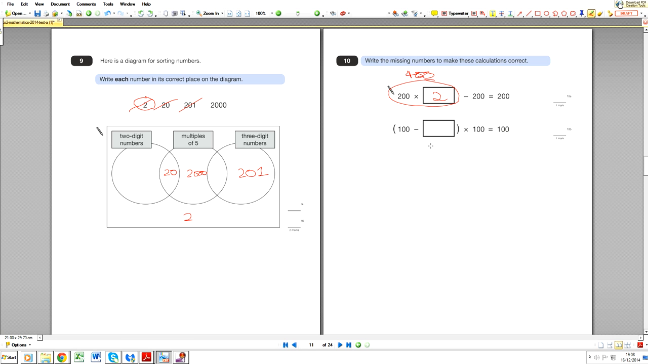Now, something times by 100 is 100. What's that number? 1. So you have to make this part here equal to 1. What do you take away from 100 to make it equal to 1? 99. Well done.